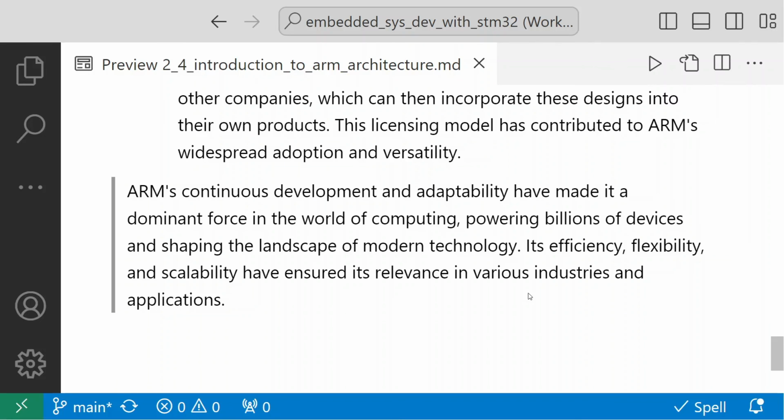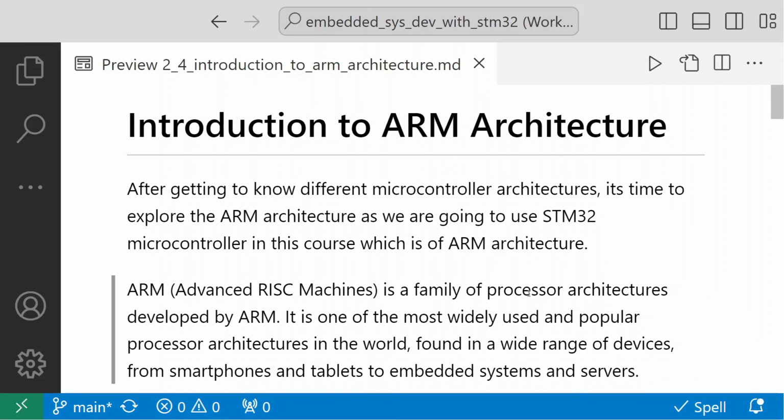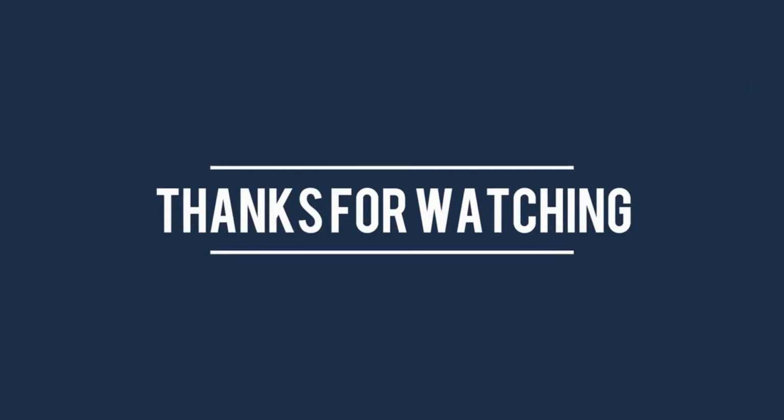Its efficiency, flexibility, and scalability have ensured its relevance in various industries and applications. So now we are introduced to the ARM architecture. In the remainder of this course, we're going to explore the ARM architecture and learn to work with it using the STM32 microcontroller.